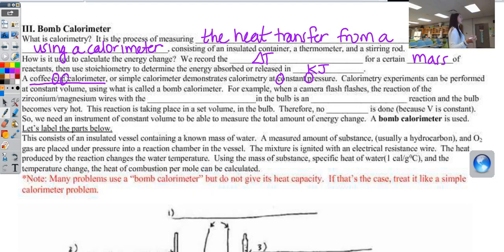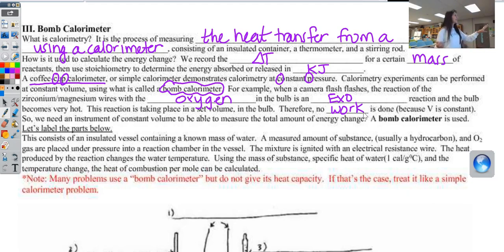Calorimetry experiments can be performed at constant volume using what is called a bomb calorimeter. And it's not really a bomb as what you would think of a bomb. It's really just a chamber that they call the bomb. For example, a camera flash flashes the reaction of a zirconium magnesium wire with the oxygen that's in the bulb is an exothermic reaction. It releases heat and the bulb becomes hot. The reaction is taking place in a set volume in the bulb. Therefore, because it's a set volume, we say no work is done since our volume is constant. So we need an instrument of constant volume to be able to measure the total amount of energy change. So we use a bomb calorimeter.